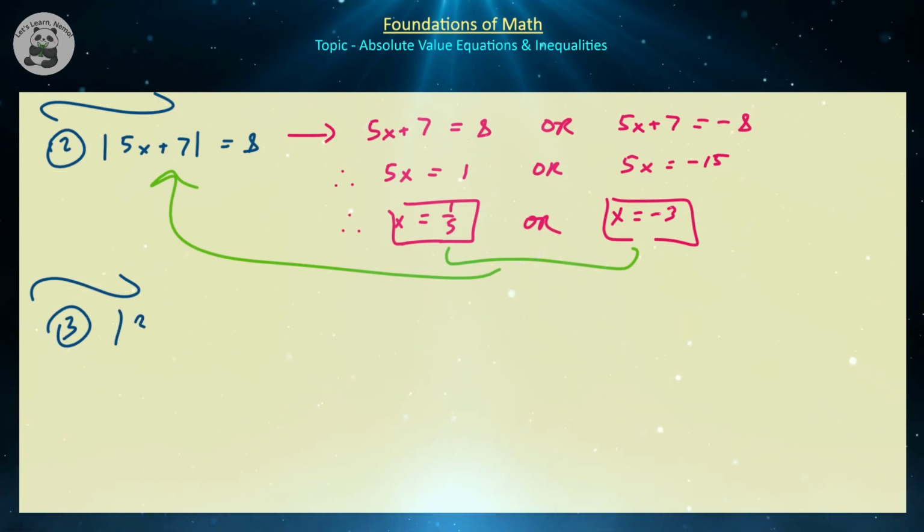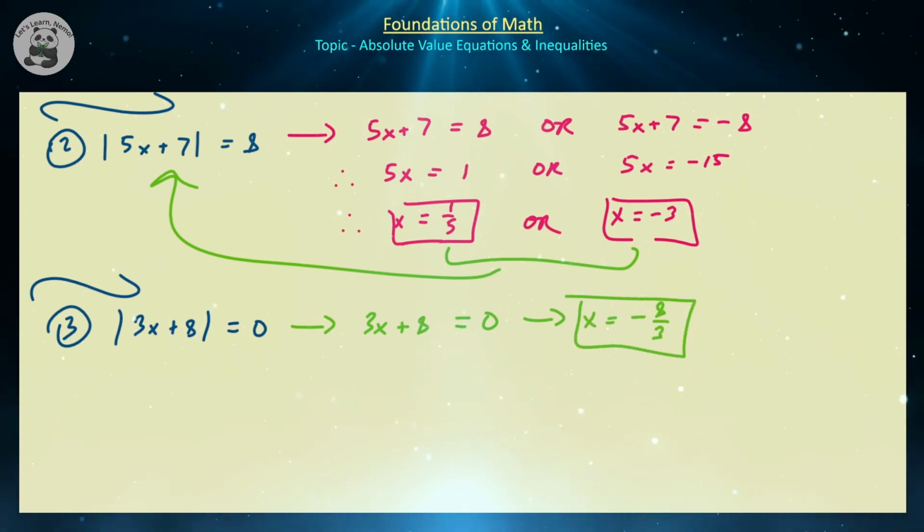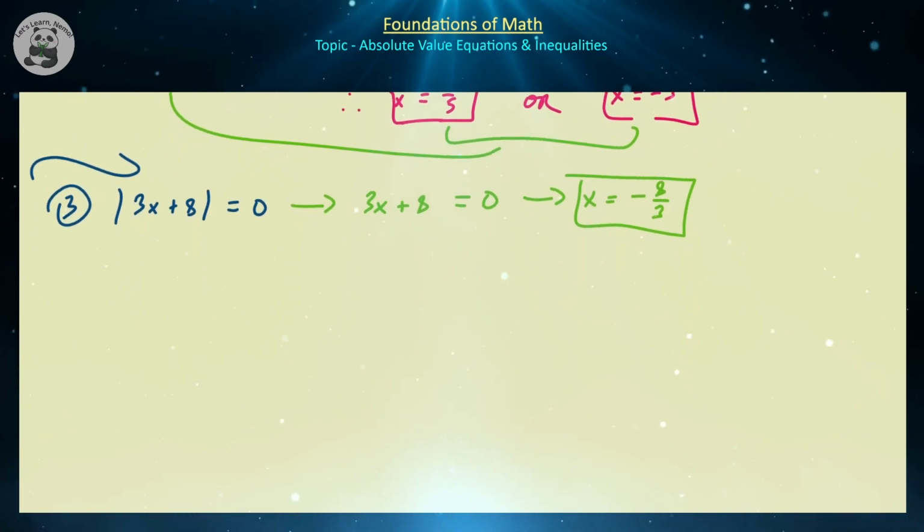So the absolute value of 3x plus 8 is equal to 0. Keep in mind there's only one way that the absolute value of something is equal to 0, and that's if the interior statement is equal to 0. So that's a basic linear equation. So x is going to be equal to negative 8/3, and that's going to be our only solution. So we have two solutions potentially, one solution potentially, and let's look at another solution.